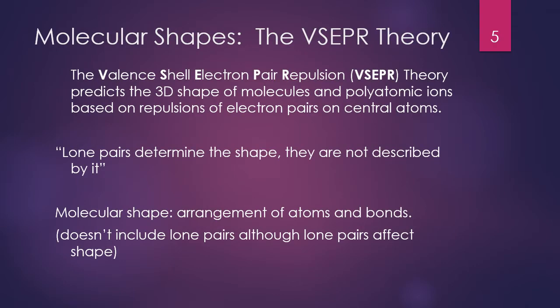So once we have the Lewis structure, then what do we do? Well, the next step is to come up with the electron pair geometry or the molecular geometry. And to do this, we're using VSEPR theory. VSEPR theory is the valence shell electron pair repulsion. VSEPR theory helps us predict the 3D shape of molecules, so what they look like in 3D based on the repulsions of the electron pairs. So the lone pairs on the central atom are going to help determine the shape.